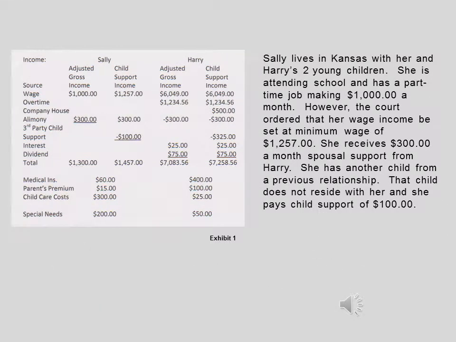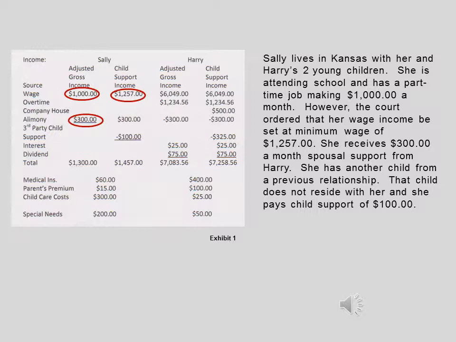Sally lives in Kansas with her and Harry's 2 young children. She is attending school and has a part-time job making $1,000 a month. However, the court ordered that her wage income be set at minimum wage of $1,257. She receives $300 a month spousal support from Harry.